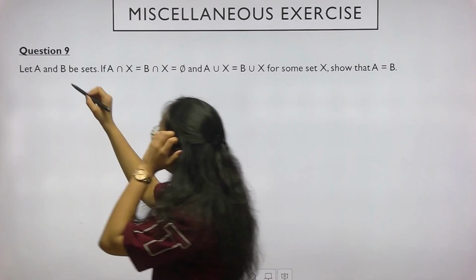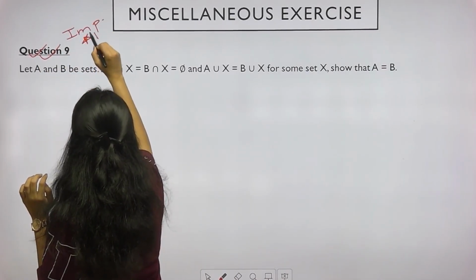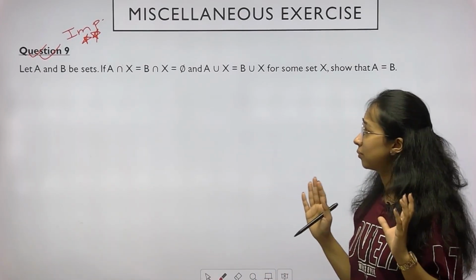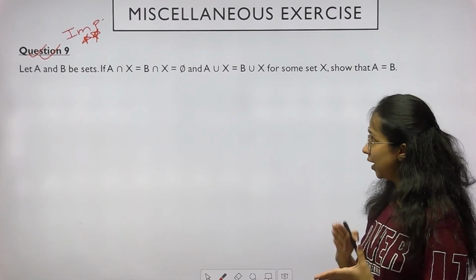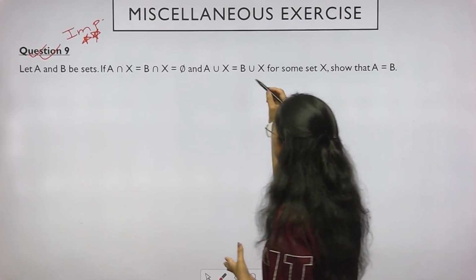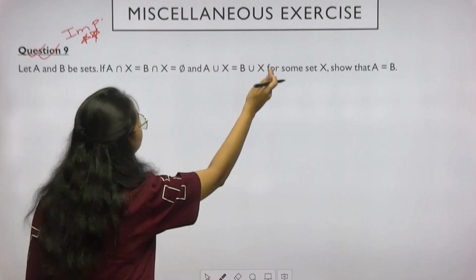This is again a very, very important question for your examination. So let's read the question. Let A and B be sets. If A intersection X is equal to B intersection X is equal to 5, and A union X is equal to B union X.